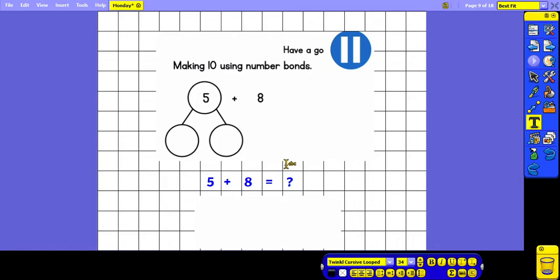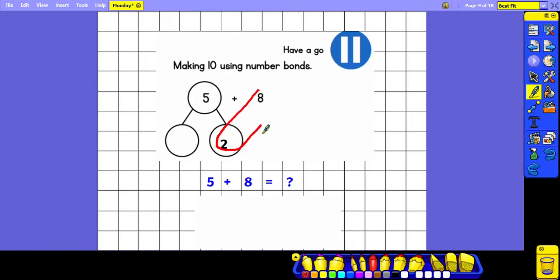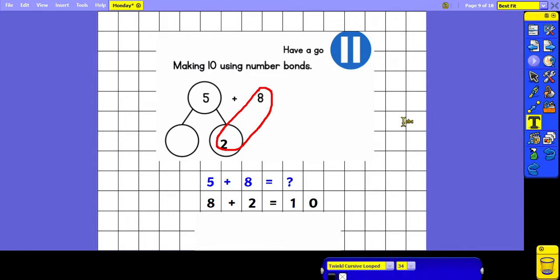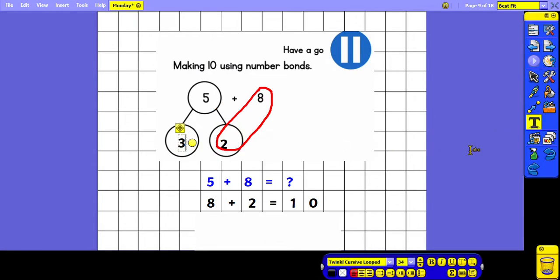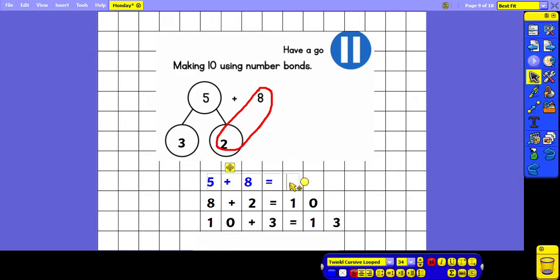Now I'm going to go through the answer. I need to add 2 to 8 to make 10. And then to fill in the missing part, what do I add to 2 to make 5? I know that that is 3. So 10 add the 3 equals 13. If I know that 10 add 3 is 13, then 5 add 8 is also 13.